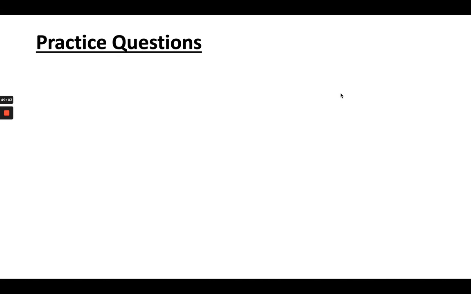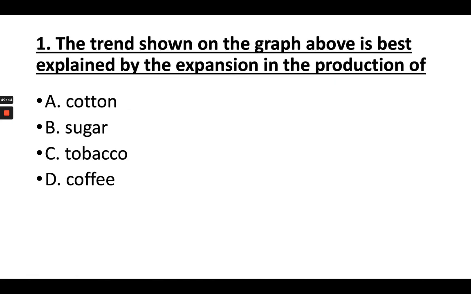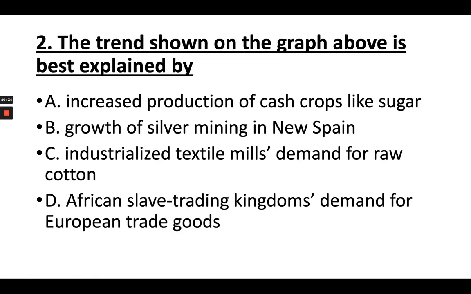So let's finish off this very long lecture with some practice questions. So here is our source. It's a graph. The trend shown on the graph above is best explained by the expansion of the production of... The trend shown on the graph above is best explained by... Those are basically the same question.